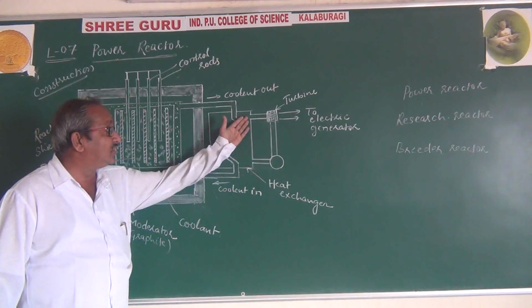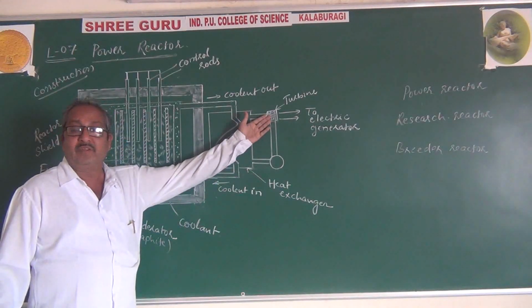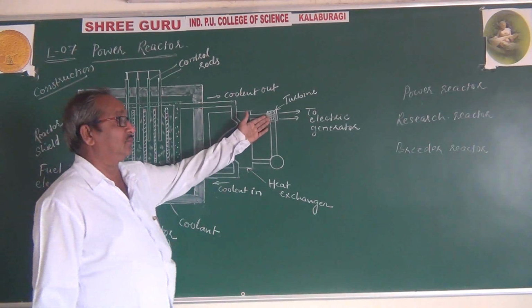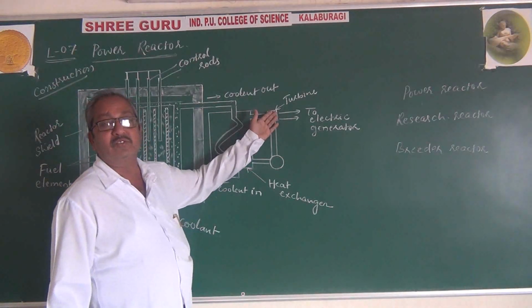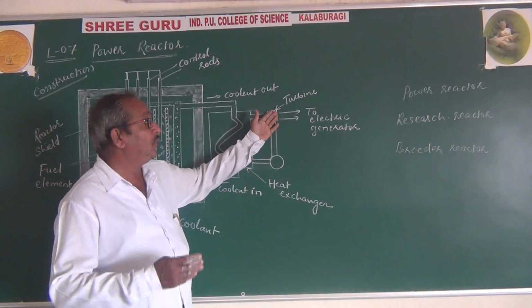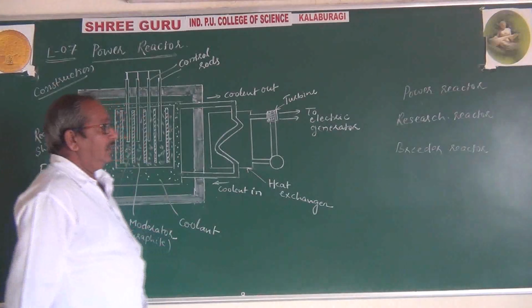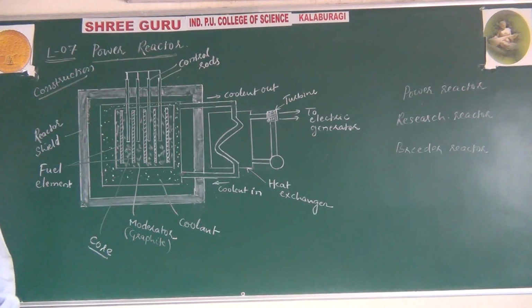And that heat exchange is transferred to the turbine, meaning the steam is supplied to the turbine, and the turbine gives the steam energy to the generator, and the generator converts the mechanical energy into electrical energy. Right? Is it right? This is the construction. And I will also explain the working.